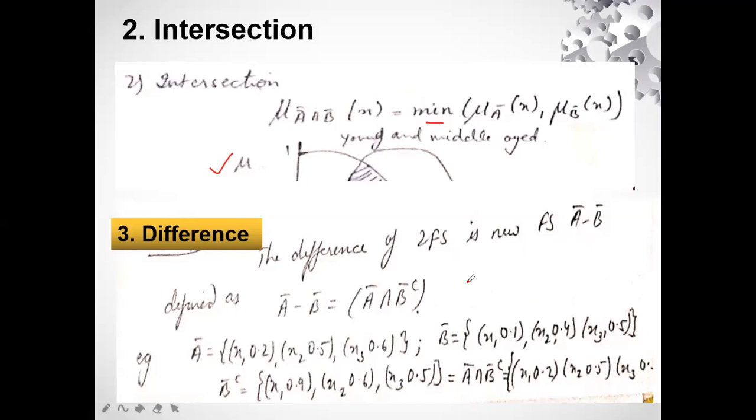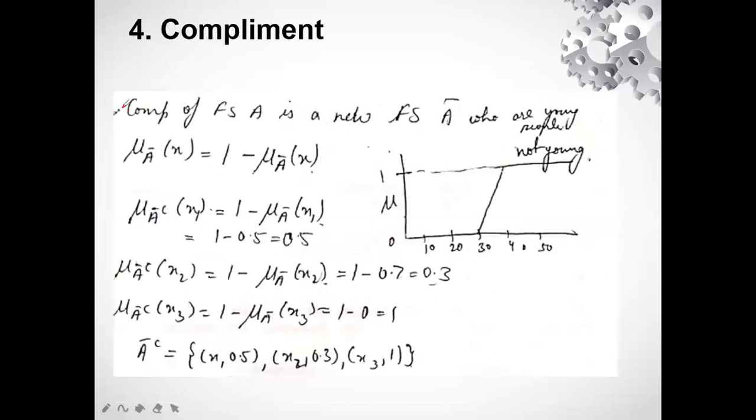Let's do the complement first so that it is clear to you. If we have a set A bar, which is young people, what will be the complement of A bar? The people who are not young, right? So it is shown as mu A bar complement of x is equal to 1 minus mu A bar of x. That is how we find the complement, the same way as in crisp sets. So the only difference is how we write it and what we use.